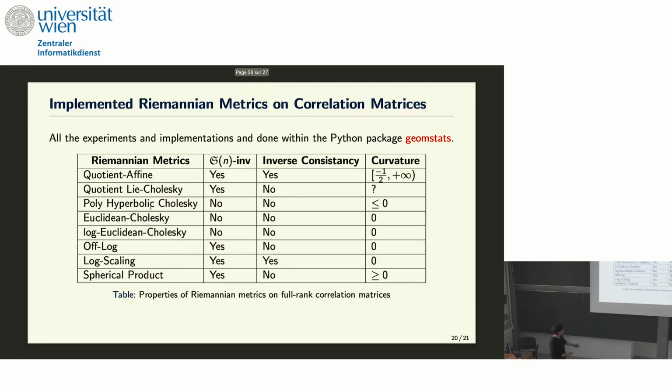We have a bunch of Riemannian metrics that are all implemented in the Python package geomstats. And I think I'll leave you on that slide for this talk.